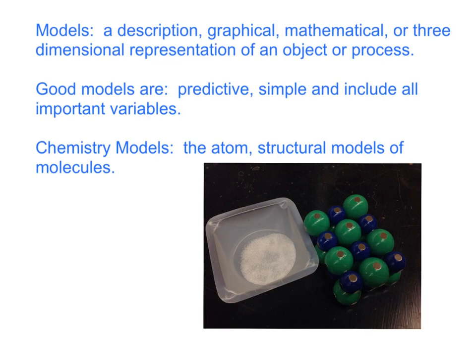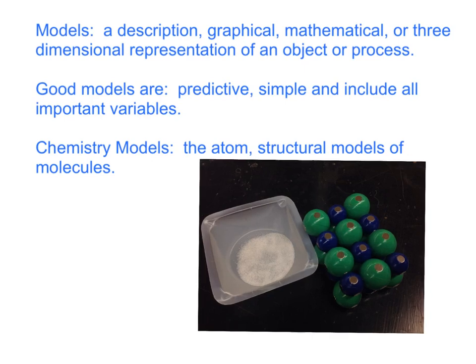Okay, so in chemistry, as Mr. Hunter already alluded to, we model things because they're too small to see or they happen too rapidly. So the atom and structural models of molecules would be two things that we model a lot.